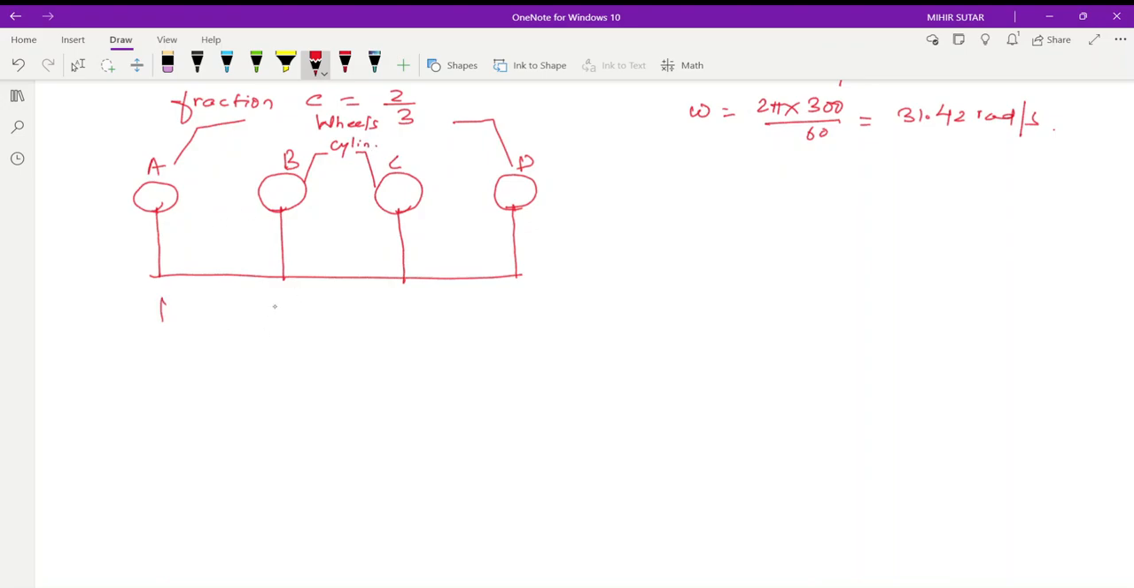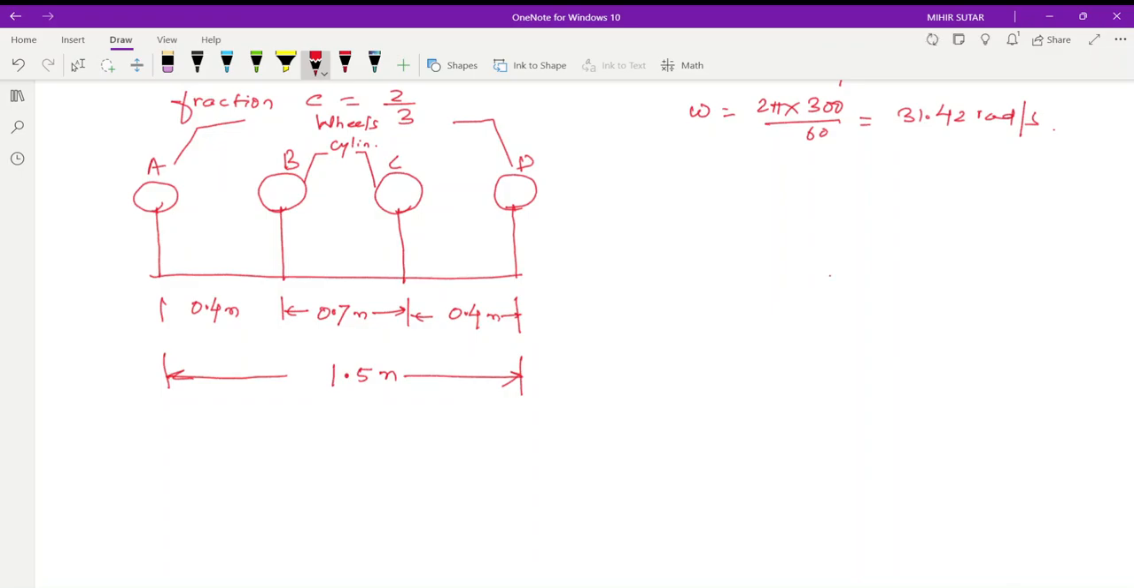The distances between them are 0.4 meter, 0.7 meter, 0.4 meter. Total is 1.5 meter.